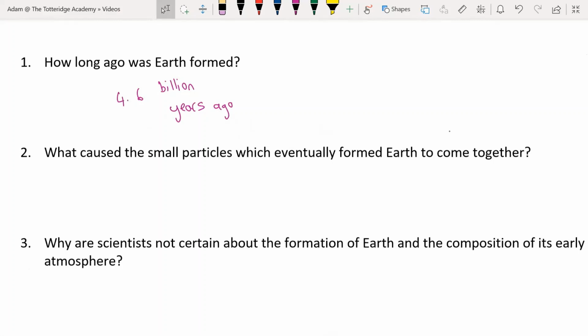What causes the small particles that eventually formed Earth to come together? So that'd be gravity, or gravitational attraction, or the universal attraction of matter, whatever.